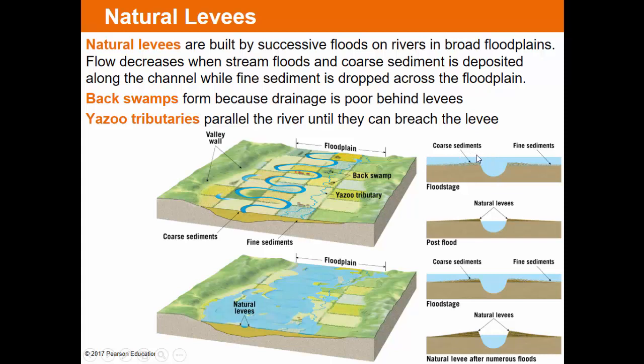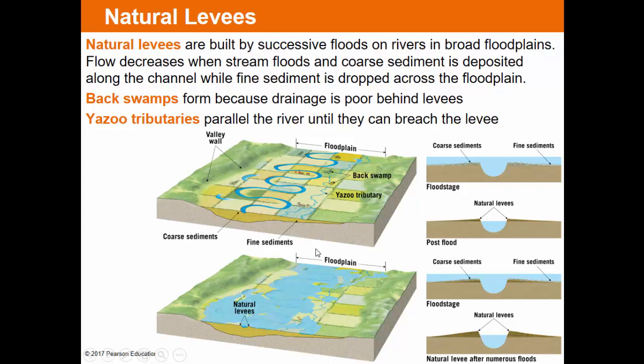Well, the faster moving water begins to slow down almost immediately, and so coarser sediments are dropped right next to the channel edge. So when the flood occurs, coarser sediments are dropped here, finer sediments are dropped out there, which is great. That's what makes great agricultural land out here, those fine silts and clays. Then the flood recedes, and there's a small little levee. And then your next flood occurs, and you get more coarse sediment, and the flood recedes, and there's a larger levee, and subsequent floods actually create these natural levees.